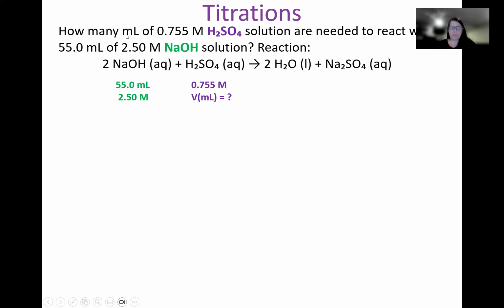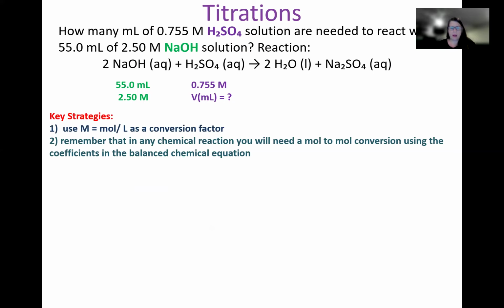So we need to find milliliters of the sulfuric acid solution. Some key strategies in these problems: we're going to use molarity as a conversion factor, which means we're never starting with the molarity. And remember that in any chemical reaction, you'll need a mole to mole conversion using the coefficients in the balanced chemical equation. So that's going to be somewhere in the middle there.